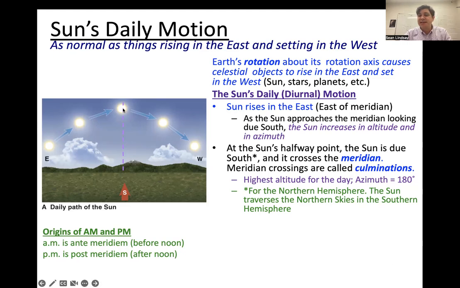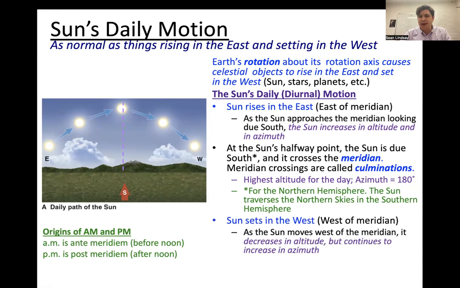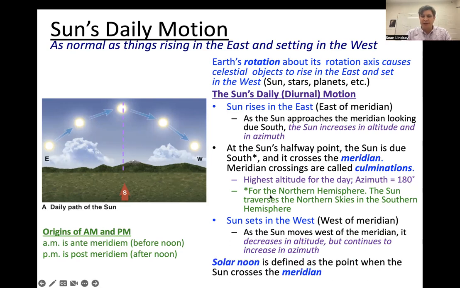As it sets in the western part of the sky, it's going to decrease in altitude, but still continue to increase in azimuth because it's been moving from east to west consistently. So the altitude gets lower and lower as the azimuth approaches due west, and then the sun will set in the west.